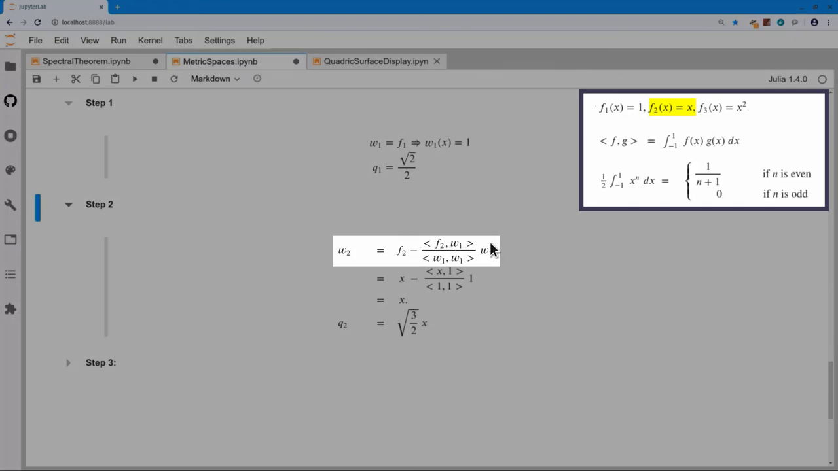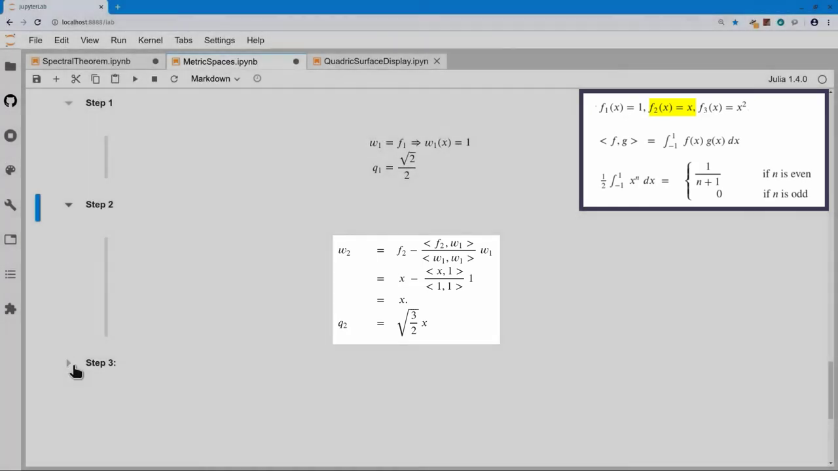Just replace the dots with inner products and plug in the values. f2 of x was x, minus the inner product of x with the w1 that we found before, divided by the inner product of 1 with 1, times the function w1, the function f of x equals 1. And when I integrate all of that out, I just get x. And when I look at the size of x, that puts a scale factor on that x of square root of 3 over 2.